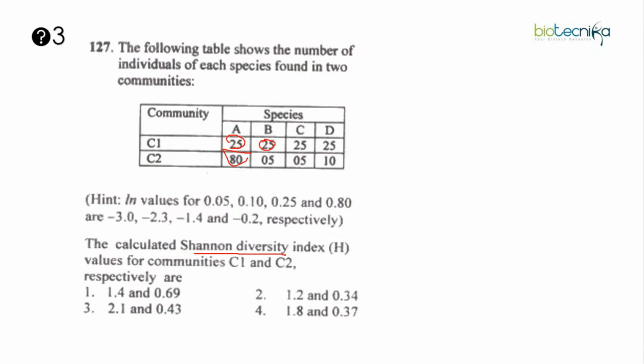For those who are new to the Shannon diversity index, I'm giving you the formula. It is written as H prime equals the summation of i equals 1 to S of pi into ln pi. So first you have to find out the pi, ln pi, all these things.